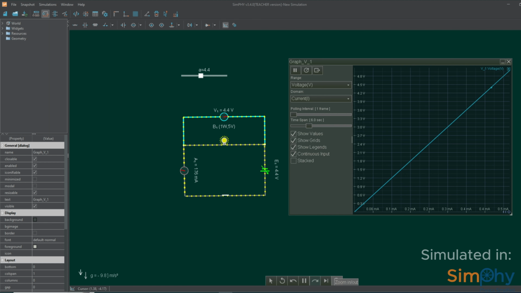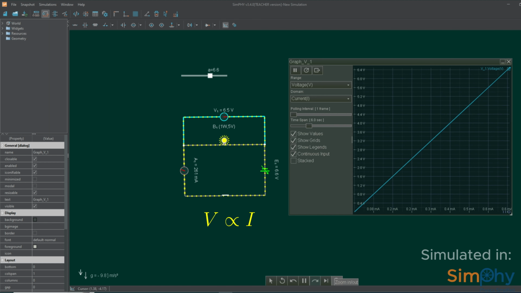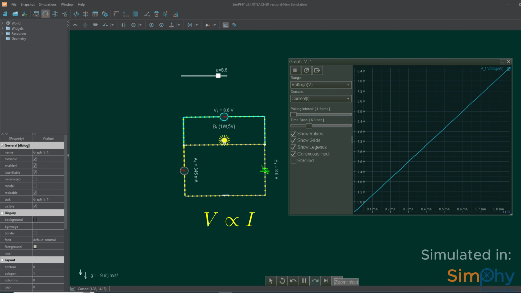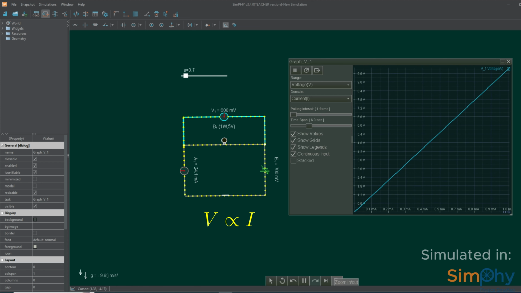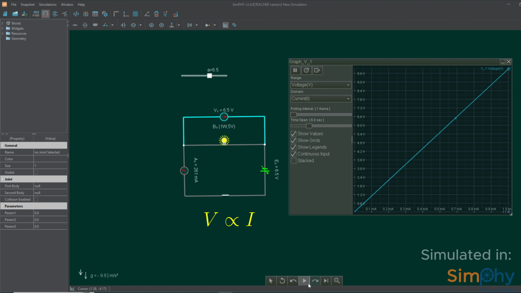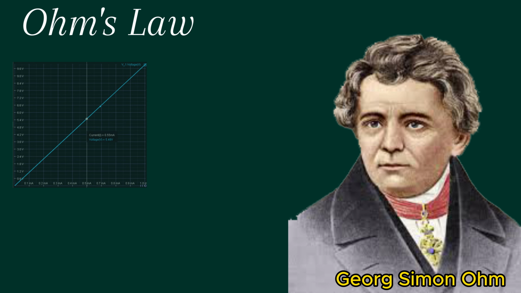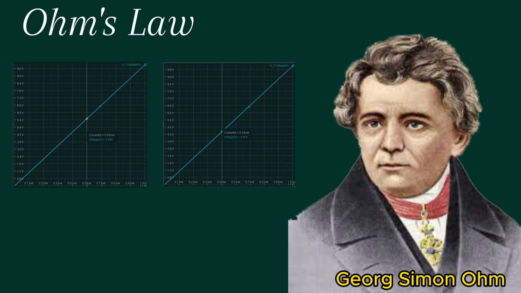But what does this mean? This means potential difference is directly proportional to electric current, meaning greater is the value of electric current, greater will be the potential difference across that conductor. This relationship was first observed by Georg Simon Ohm, and thus this relationship came to be known as the Ohm's law. Now if we take the ratio of voltage and electric current along multiple points in this curve, we see that they all come out to be a constant.